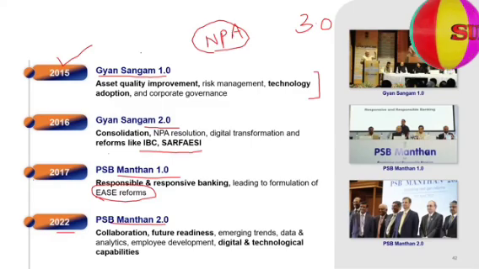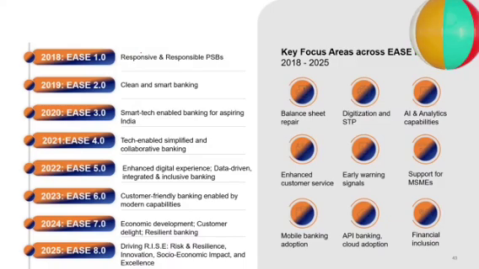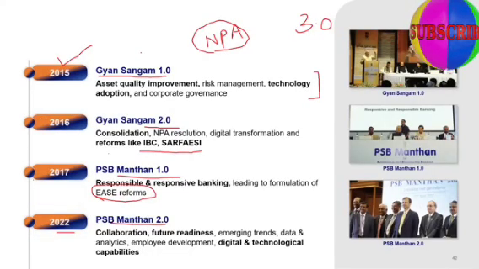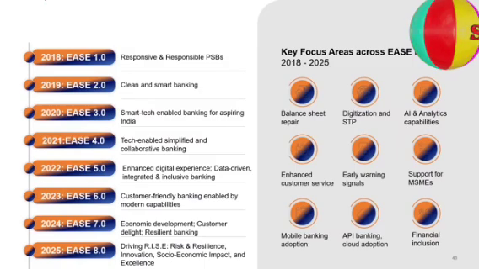As I told you, in 2017 PSB Manthan 1, we got the EASE reforms. So the first EASE reform came in 2018, EASE 1.0. After that, every year, the EASE version is upgraded. 2018 EASE 1, 2019 EASE 2, 2020 EASE 3. Like that, currently EASE 8.0 is going on. Every year, one version. Easy to remember. Started in 2018, 19, 20, 21, 22, 23, 24, 25. EASE 1 to EASE 8 is going on.